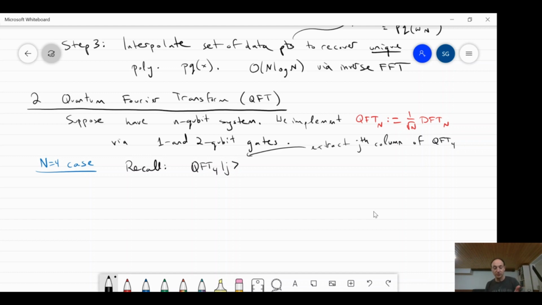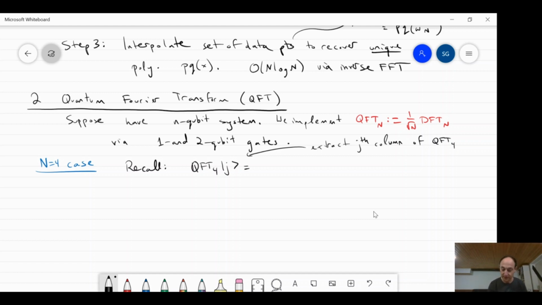So all we have to do is just understand the action of Q of t4 on each of these 4 standard basis states, and that'll tell us what the full matrix looks like. And it'll turn out that by analyzing this column vector description, we're going to be able to decompose this thing into a nice circuit. So first, let's just write down the explicit definition just based on the matrix.